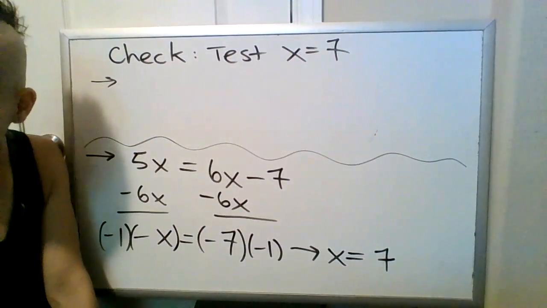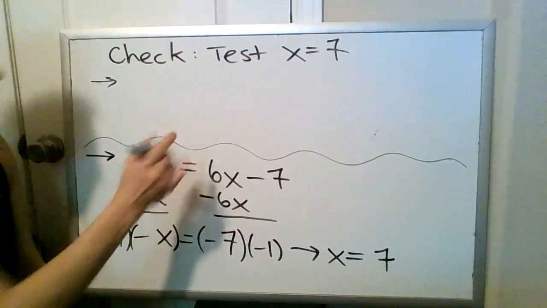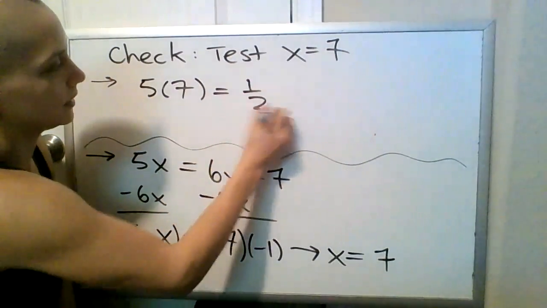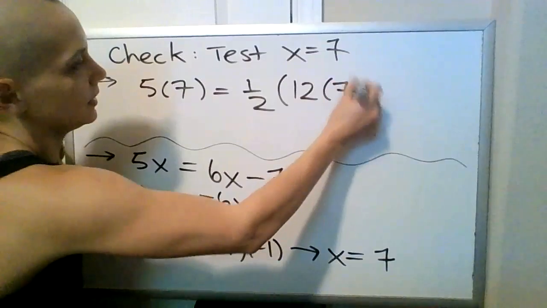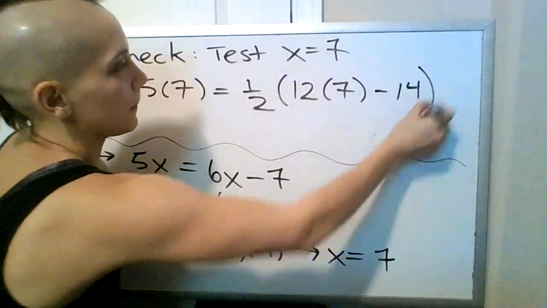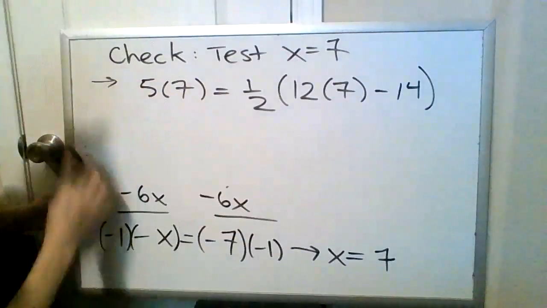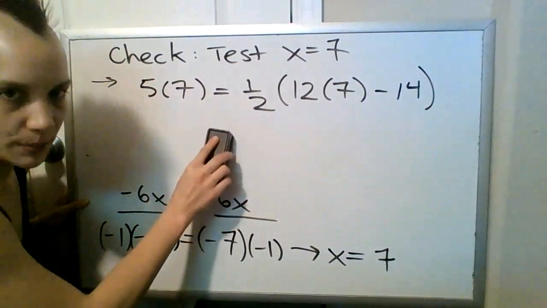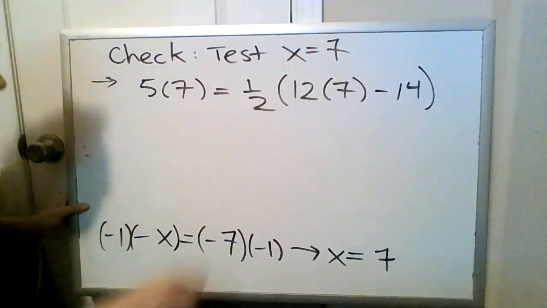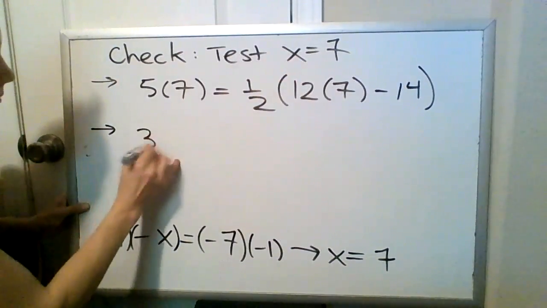Back to the beginning where we had 5 times the 7 equal to 1/2 times 12 times 7 minus 14. So this is just to be sure that no mistakes happened. I'm confident about my solution, but I want to practice testing those solutions.